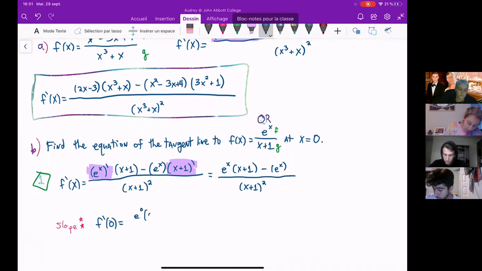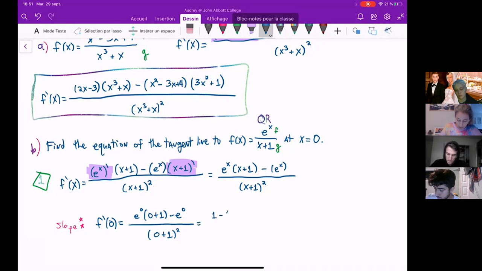So this is e to the 0 times 0 plus 1 minus e to the 0 over 0 plus 1 squared. What does e to the 0 equal? 1. So this is equal to 1 minus 1 over 1, which is 0 over 1. Does that exist? No. You guys agree that it doesn't exist? It does exist. What does it equal? It could be does not exist, or it could be infinity or negative infinity. Are you sure?